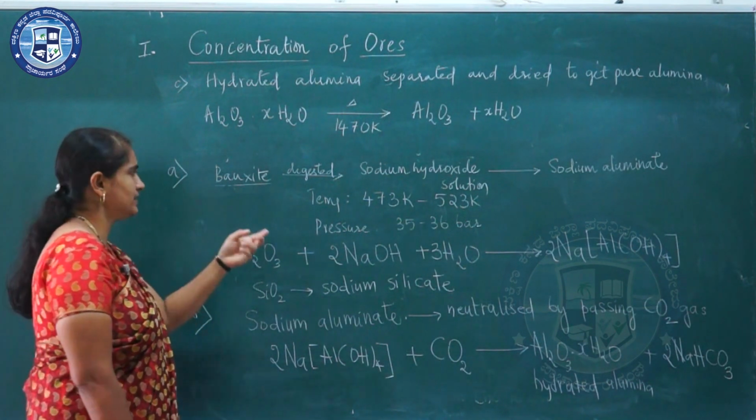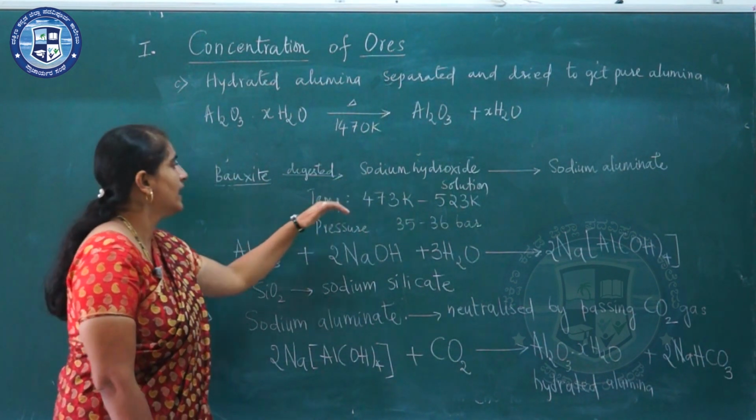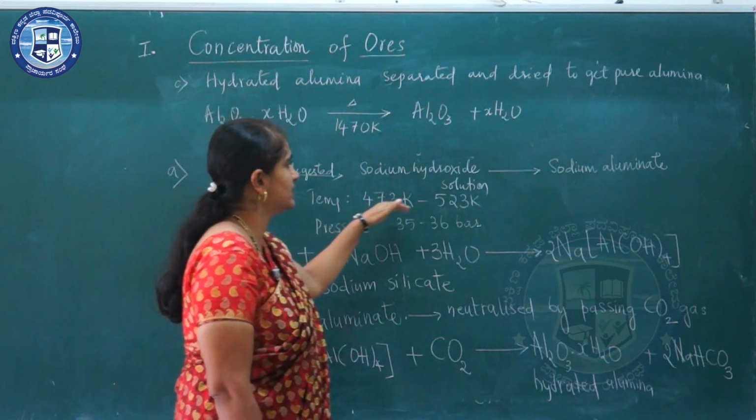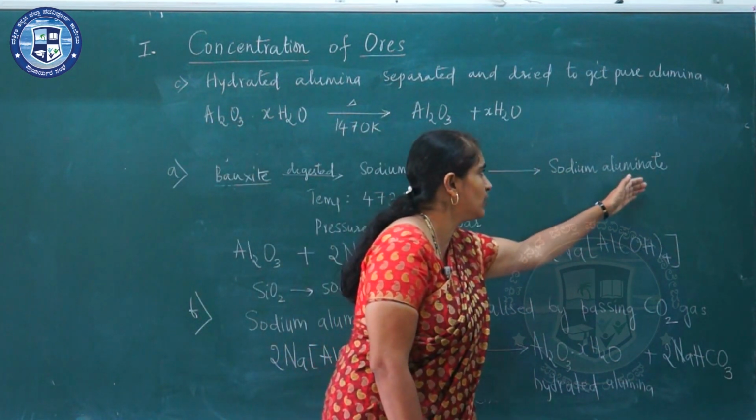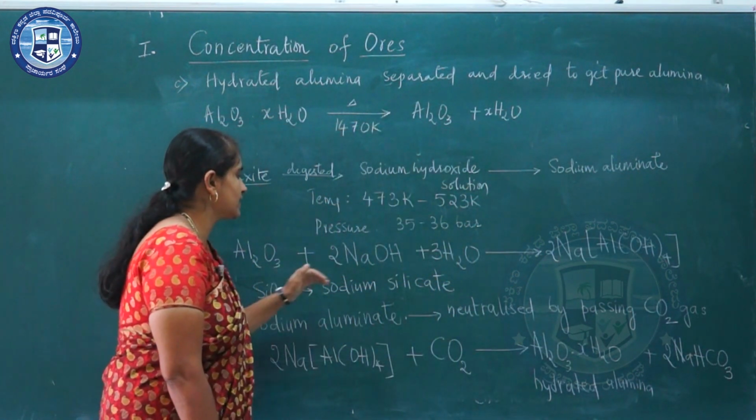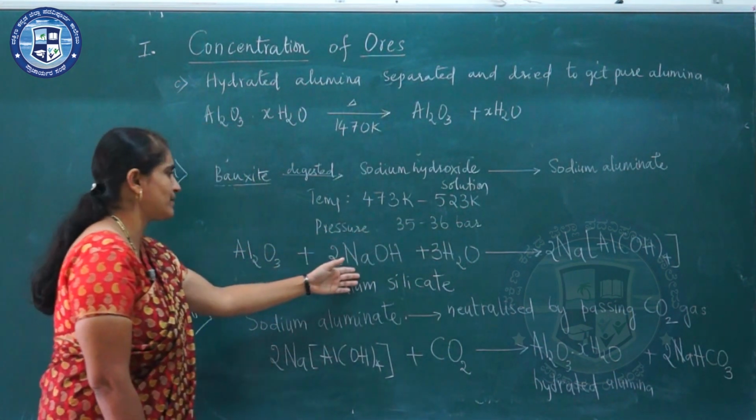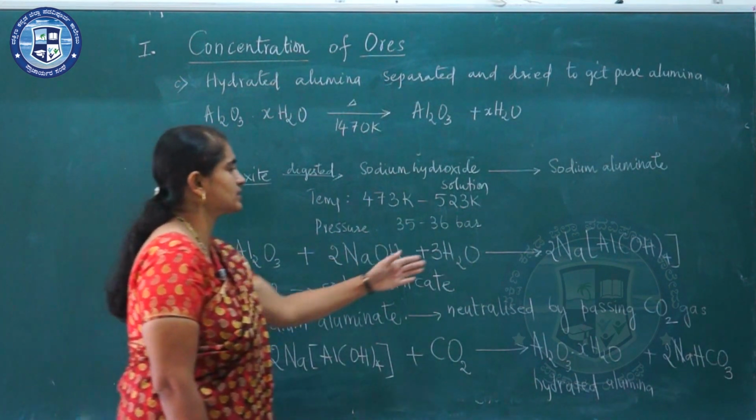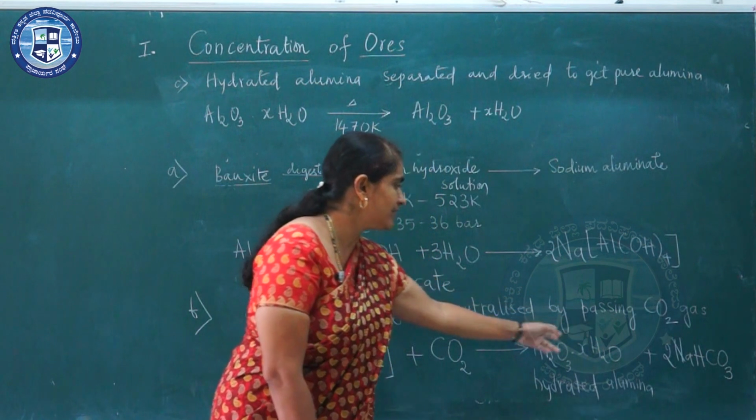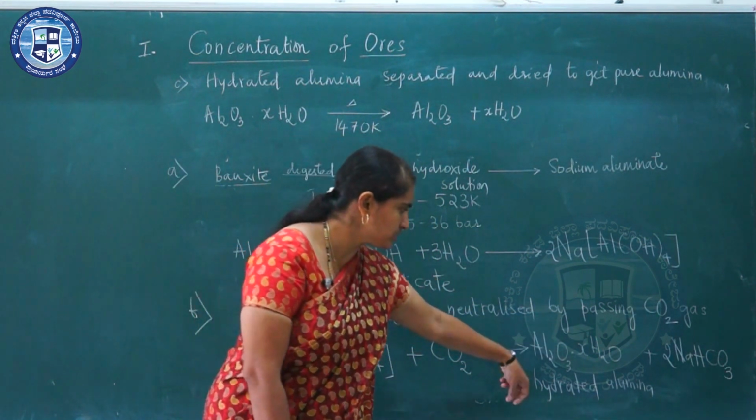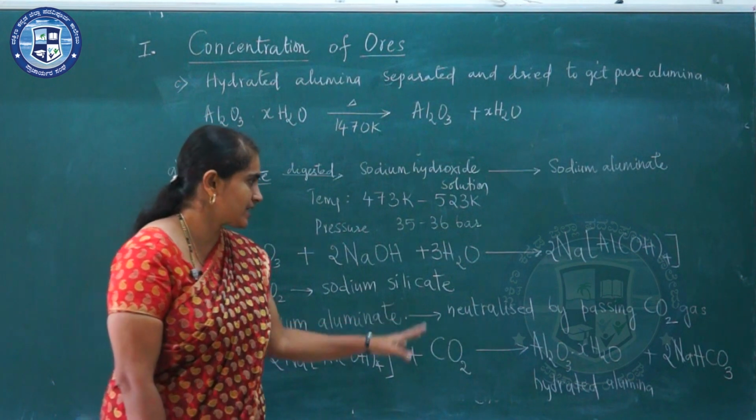I will just repeat. Bauxite is digested in a concentrated solution of sodium hydroxide at a temperature of 473 to 523 Kelvin under a pressure of 35-36 bar, and is converted to sodium aluminate. If I have silica, it is converted into sodium silicate, while the rest of the impurities do not react and are removed. Here comes the balanced equation. In the second step, the sodium aluminate formed is neutralized by passing carbon dioxide gas, and we end up with hydrated alumina. In order to enhance the precipitation, a few freshly prepared alumina is added as a seeding agent, and we end up with hydrated alumina.